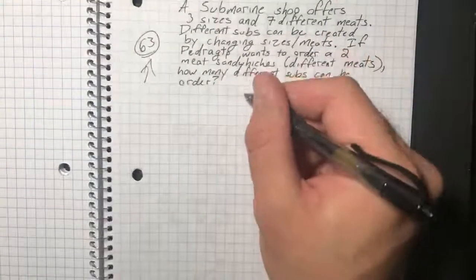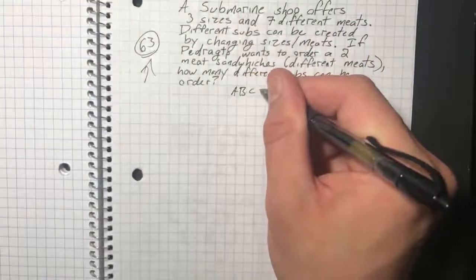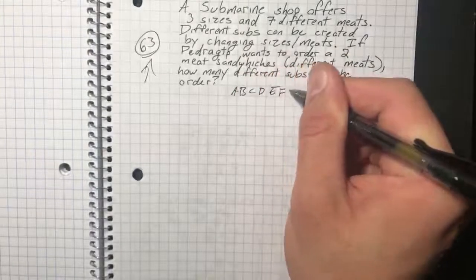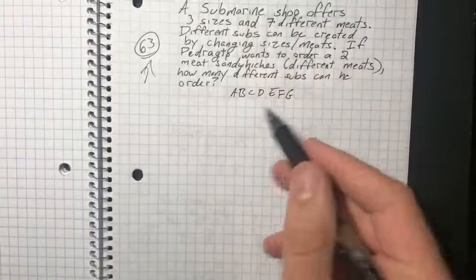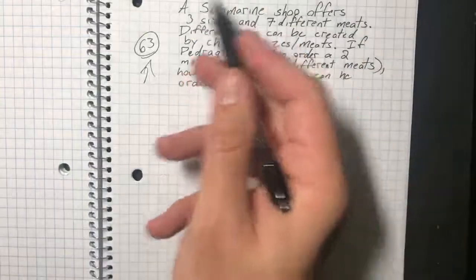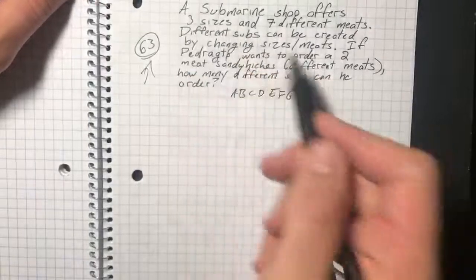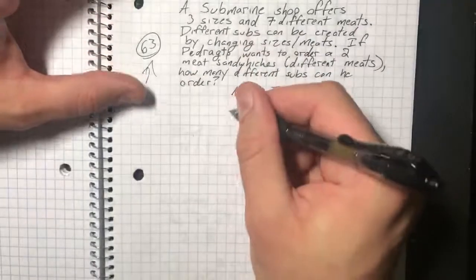So we have 7 different meats, A, B, C, D, E, F, G, 1, 2, 3, 4, 5, 6, 7. So how many combinations just of the different meats? And then we're going to multiply that by the 3 sizes, right? Because there are 3 different ways to have all of these pairs. So how do we do that, right?